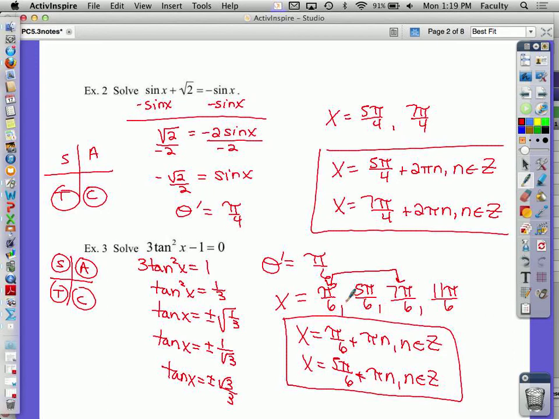And think of it like this, okay? Here's pi over 6. Here's 7 pi over 6. Do you see that has a distance of pi? So to get around is another pi, another pi, another pi, and another pi, like that. Likewise, going around the 5 pi over 6's. Okay?